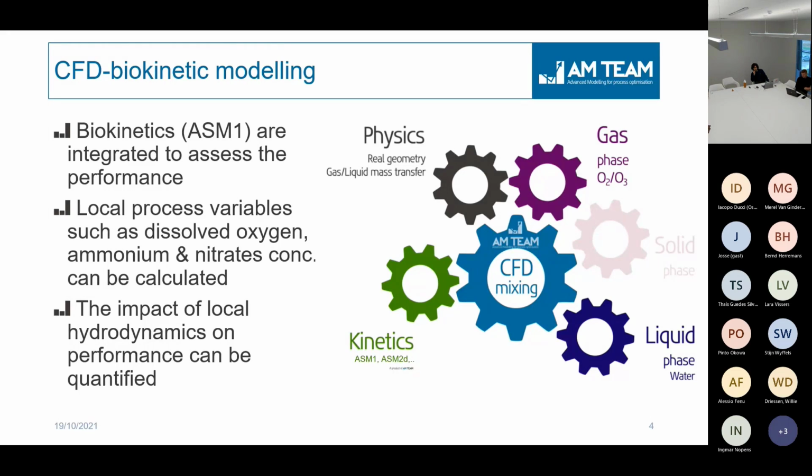In this case, we have integrated the CFD model with the biokinetics, and for the biokinetics we have mostly used the ASM1 model. It provides you local concentrations of variables like dissolved oxygen, ammonium, and nitrates. All the variables which are available in the ASM1 model can actually be calculated locally. And then it provides you the impact of the mixing and the local hydrodynamics on the performance, and it can be quantified. What if you reduce your aeration? What if you move your aeration somewhere else? What would be the impact on the eventual performance of the bioreactor? So this is a little overview of the biokinetic modeling we have done.